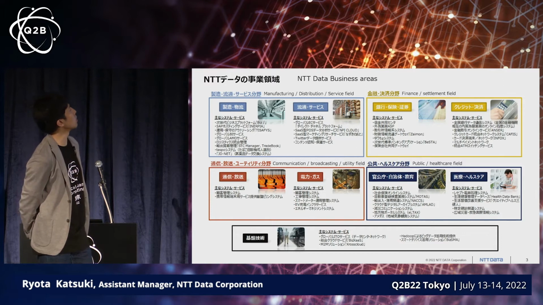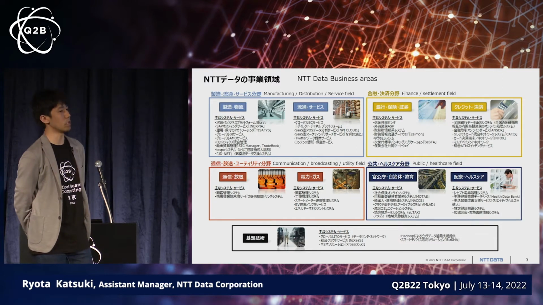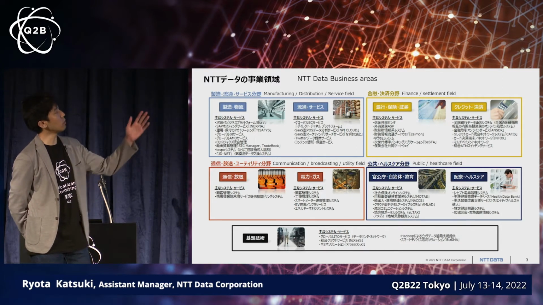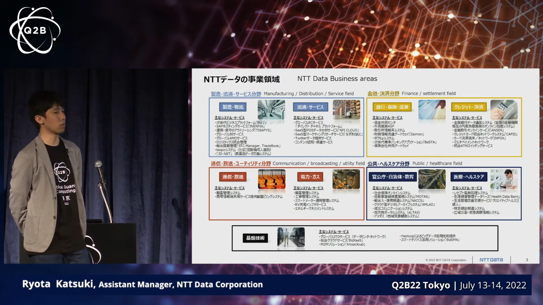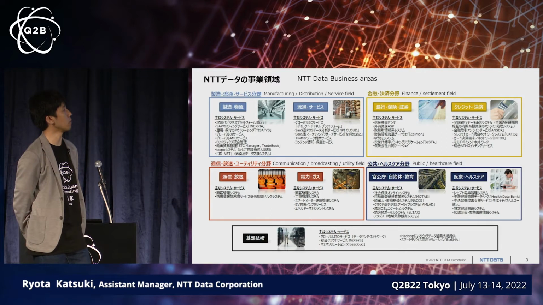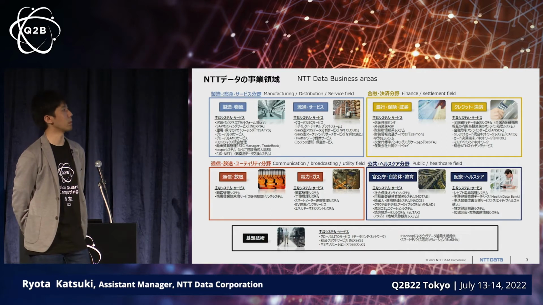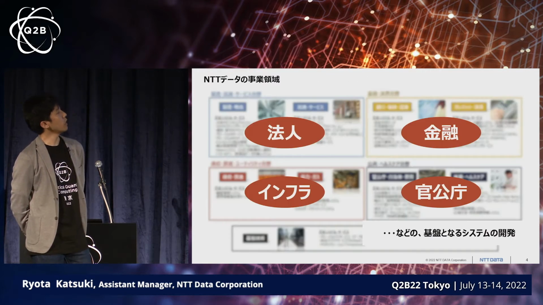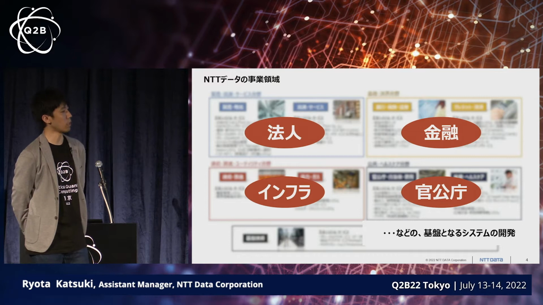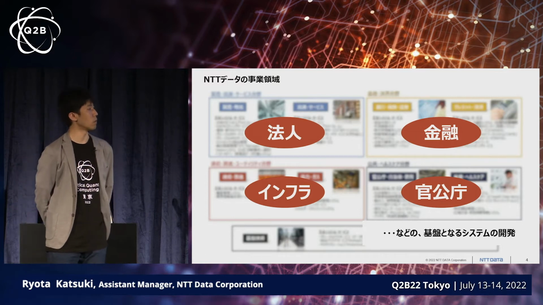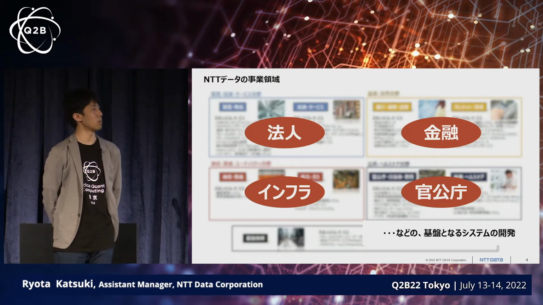On the left top, manufacturing and logistics. We have systems for ports and manufacturing lines. And in the financial service industry, we offer credit settlement systems as well as bank-to-bank communication systems. So, in a nutshell, our customers are enterprises, financial service institutions, infrastructure operators, and government offices.